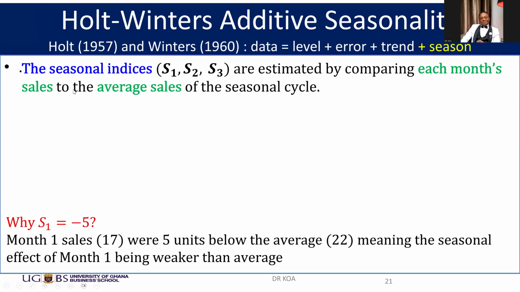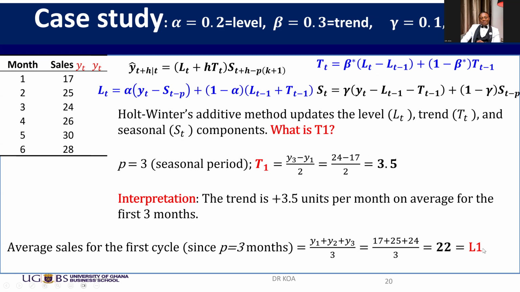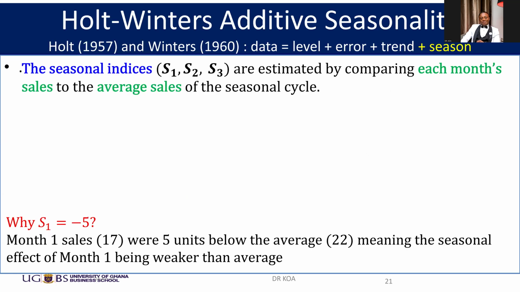However, you can find the seasonal indices for each month's sales. Now that you have the information here, what do I mean by seasonal indices? Because we have found the T1 and the L1, we need to find the S1. Okay, how do you get the S1? Well, you can get S1, S2, S3 at the same time. Why? Because they are estimated by comparing each month's sales to the average you've already found. The average of the average that you found, which was 22. Remember, the 22 is representing the seasonal cycle.